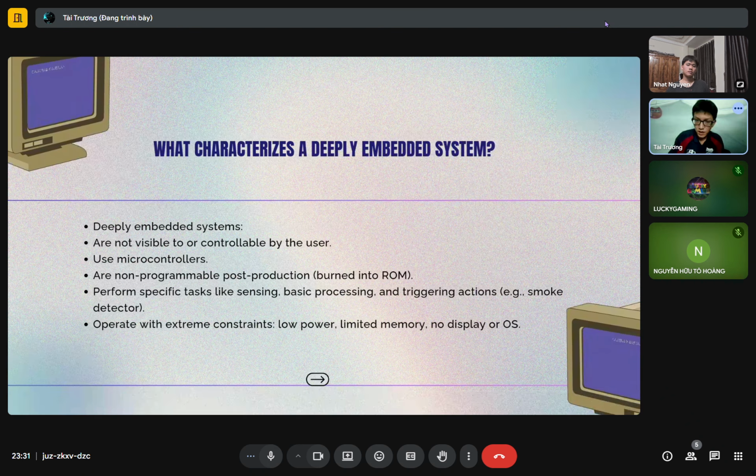Next, what characterizes a deeply embedded system? Deeply embedded systems are not visible to or controllable by the user, use microcontrollers, and are non-programmable post-production, burned into ROM. They perform specific tasks like sensing, basic processing, and triggering actions. Example: a smoke detector. They operate with extreme constraints: low power, limited memory, no display or OS.